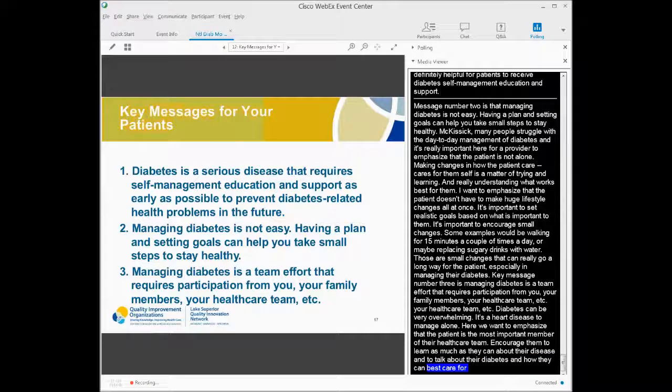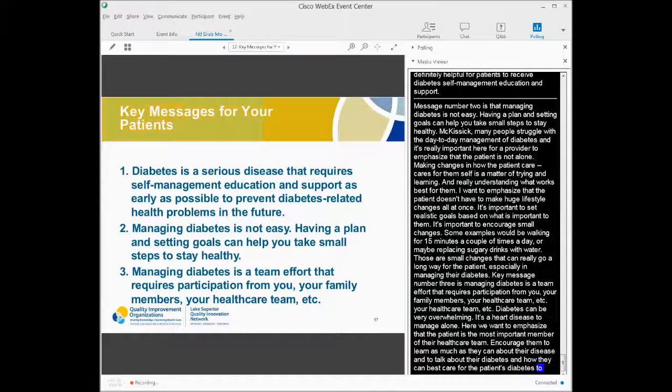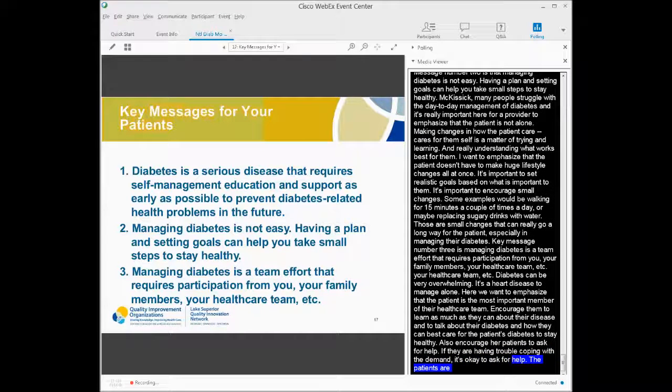Also, encourage your patients to ask for help. If they're having trouble coping with the demand, it's okay to ask for help. Again, the patients are not alone in this, and having that network of support of family and friends and the healthcare team can really help the patient stay on track with their diabetes care plan.